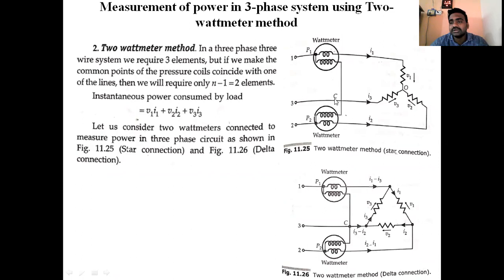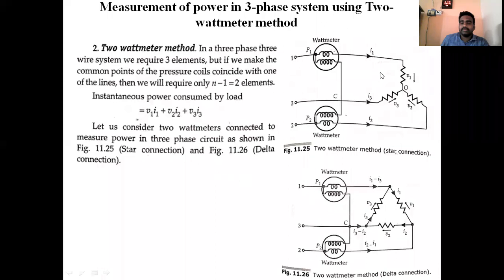Because the common point is connected on one of the lines, the total power is measured with 2 wattmeters, or with two elements. So this is the analysis of a three-phase three-wire system, the 2 wattmeter method. This is analyzed with respect to two methods: one is the 2 wattmeter method for star connection, and the second one is the 2 wattmeter method for delta connection.